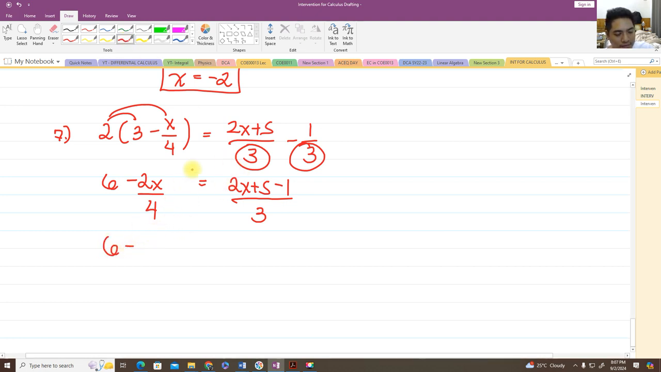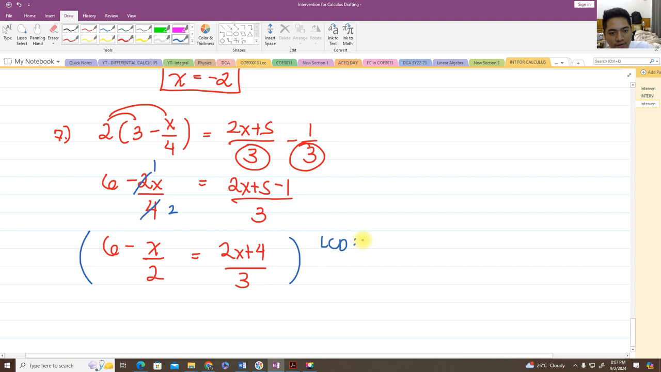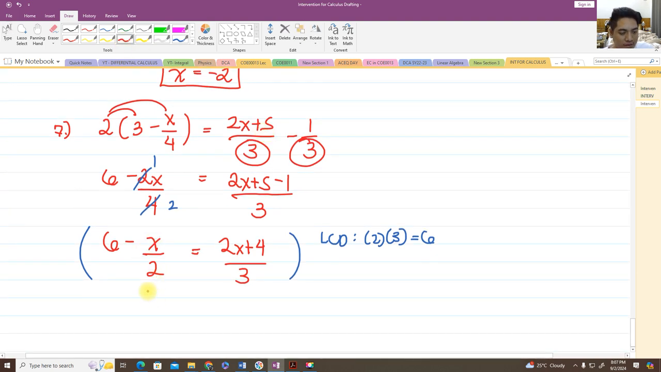So you have, okay, we can simplify this. That would be 1/2. 2 all over 4 is 1/2. So you have x all over 2 equals, you have 2x plus 5 minus 1 is 4 all over 3. Okay, and then get rid of the denominator. So for the LCD, we have 3 times 2, or 2 and 3, so 6. 2 times 3, so 6. So we have to multiply the whole side of the equation by 6.